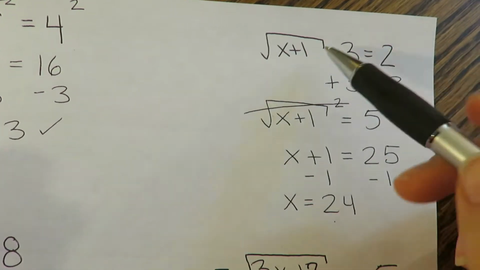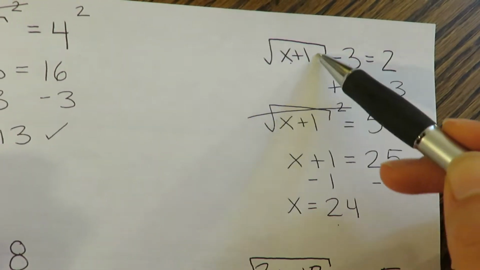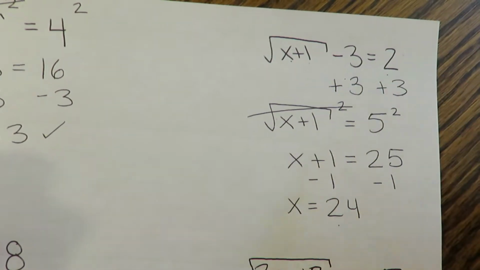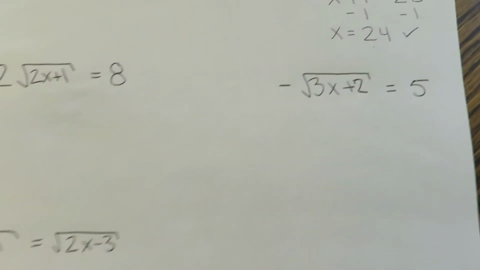And a quick check with 24 in here gives me the square root of 24 plus 1, or the square root of 25, which is 5, minus 3 equals 2, which is true. So that is my answer for that one.